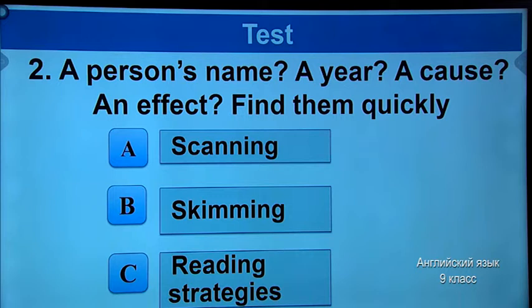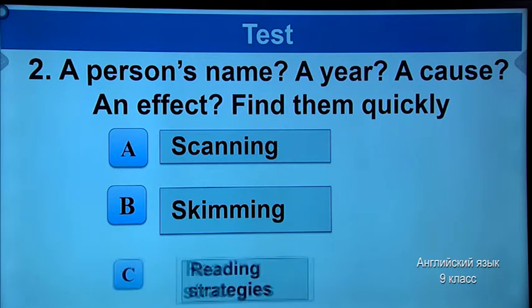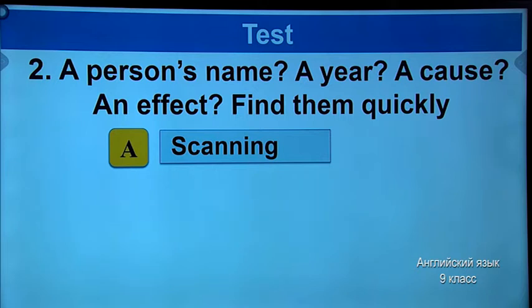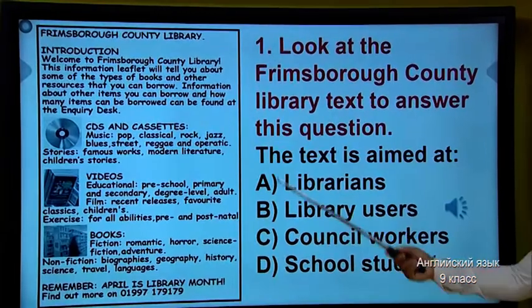Let's move to another. Two. A person's name, a year, a cause and effect. Find them quickly. Which one is correct? A, scanning. B, skimming. C, reading strategies. Of course, you are right. It is scanning. Because you should pay attention to the person's name, address, and cause also.